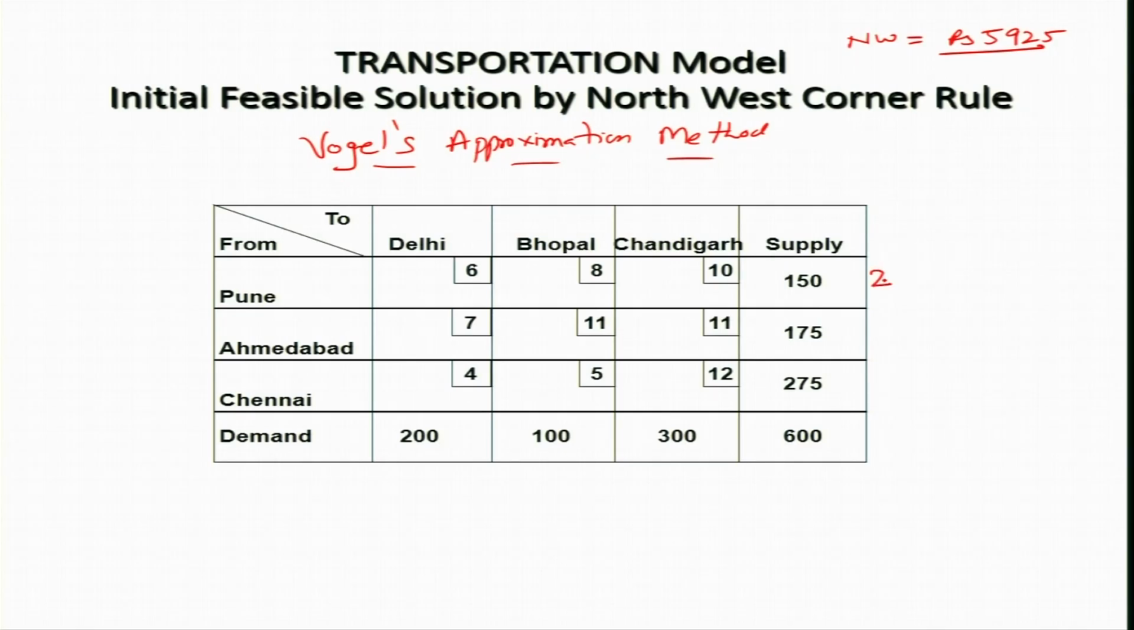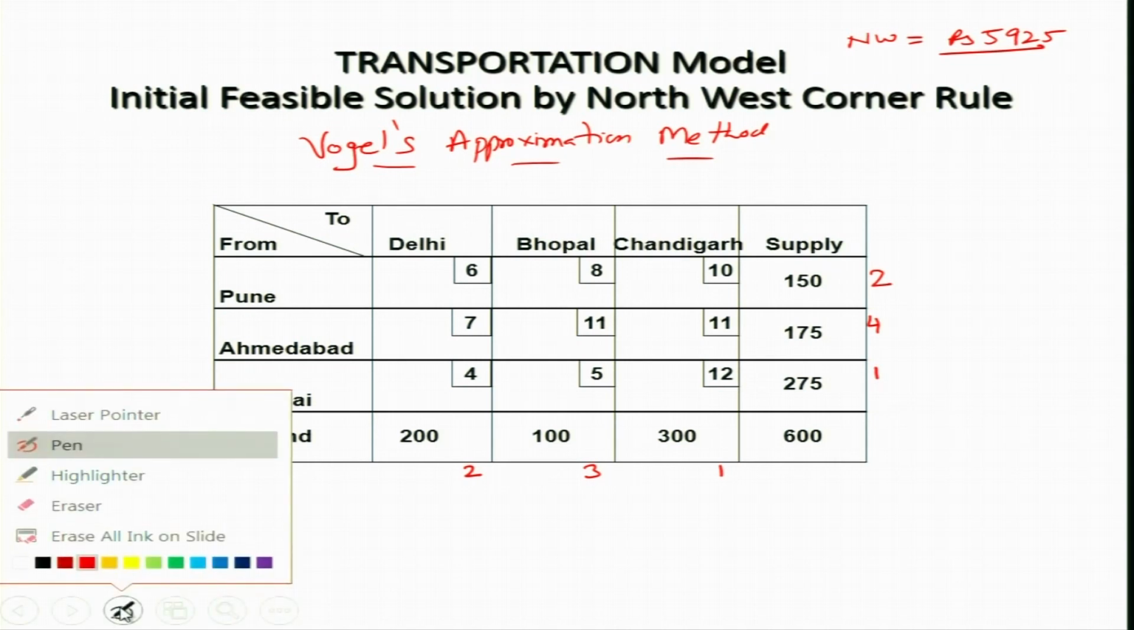I will write here. Similarly, for Ahmedabad, 7 is the minimum, next is 11, the difference is 4. For Chennai, 4 and 5, the difference is 1. Similarly, for Delhi, the best is 4, second best is 6. So, there is a penalty of 2 if I am not using the best alternative. For Bhopal, the penalty is 3 rupees. For Chandigarh, the penalty is 1 rupee. Now, out of this, I will select the one which has the highest penalty.